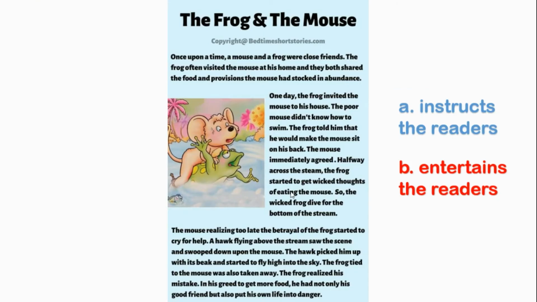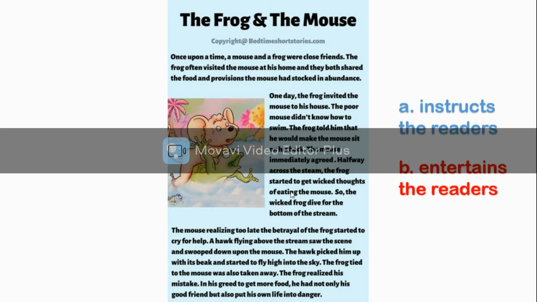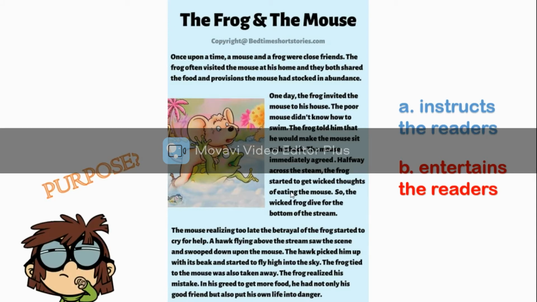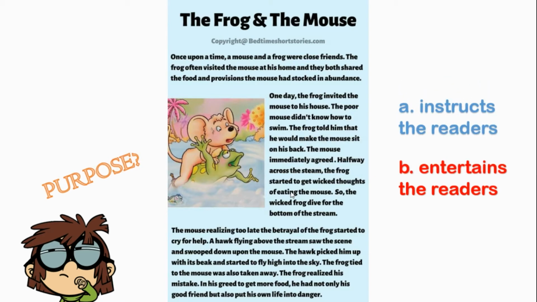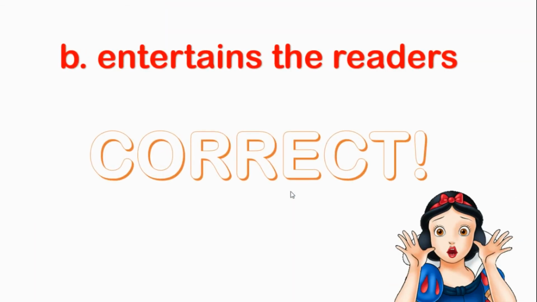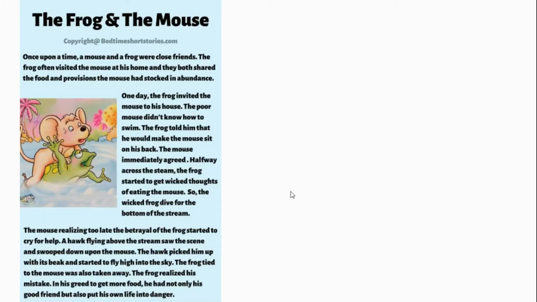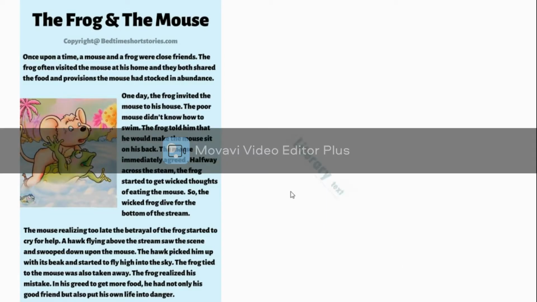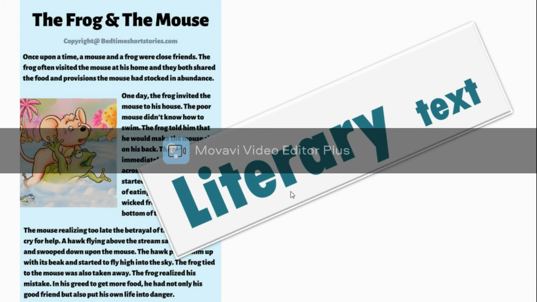Another example of a text is this one. This is a short story. But what do you think is the purpose of this? Is it A, instructs the reader, or B, entertains the readers? If your answer is letter B, you are correct. Because a short story entertains a reader and is an example of a literary text.